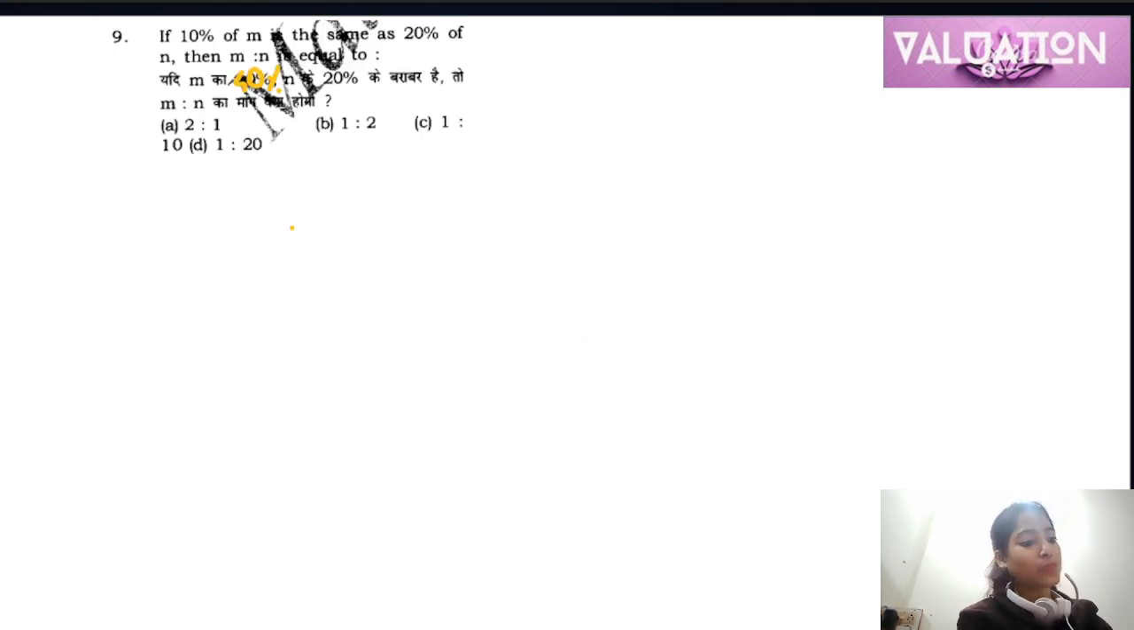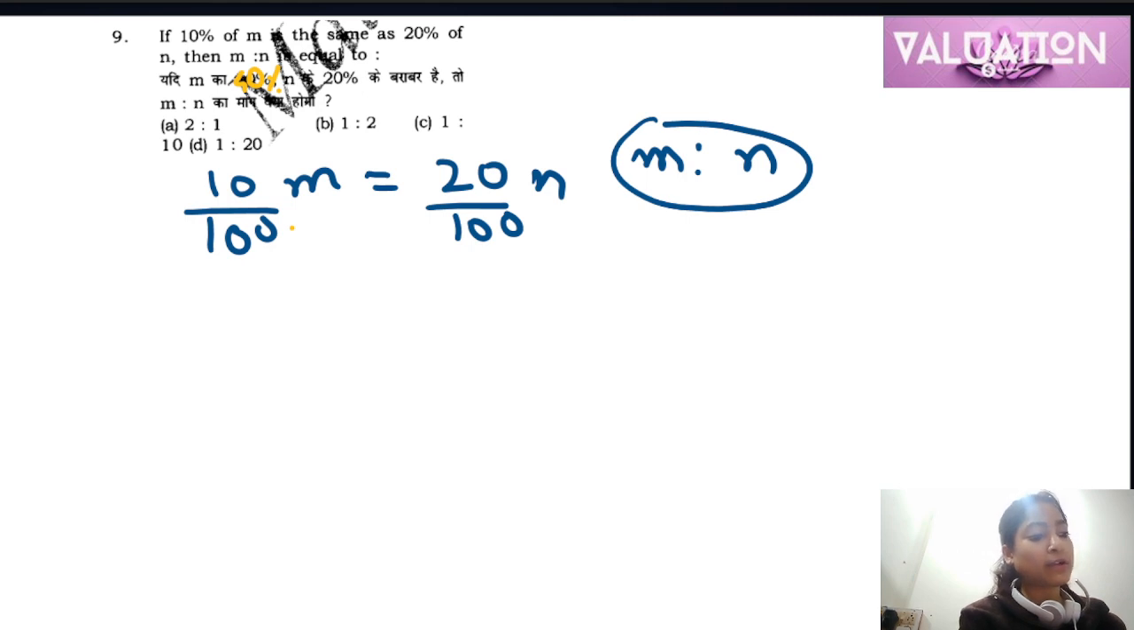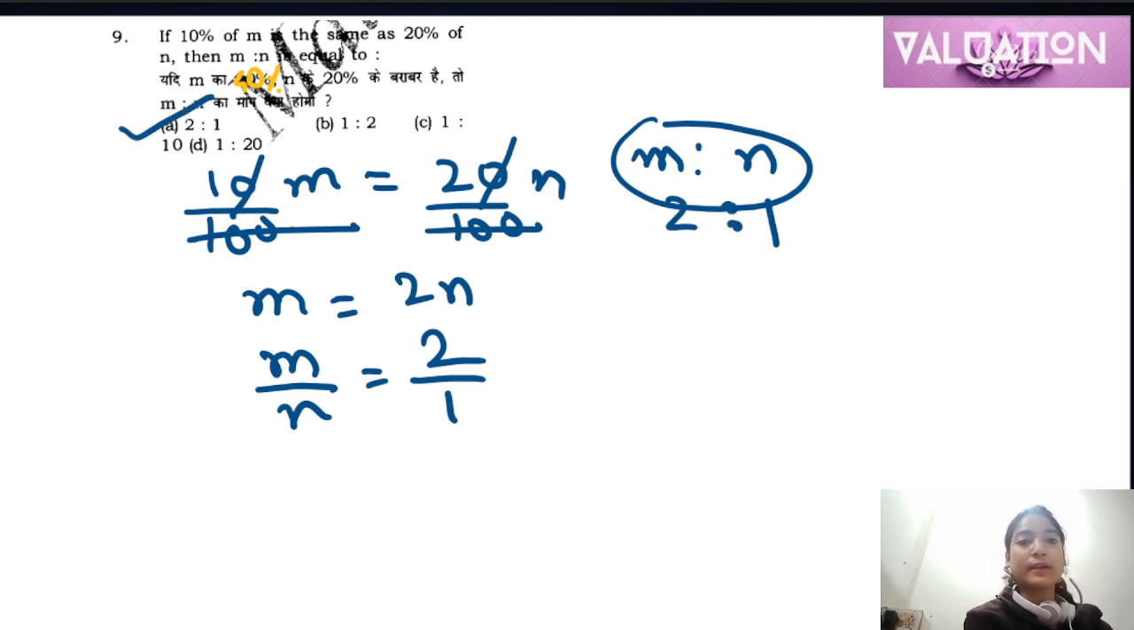If 10% of m is the same as 20% of n, then find the ratio of m to n. This we have to find. So we can directly solve from here. We will get m is equal to 2n, or m divided by n is equal to 2 divided by 1. So the ratio will be 2:1. That option is the correct answer. Let's move to the next question.